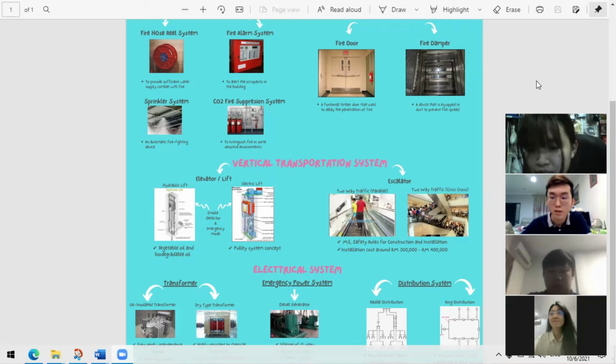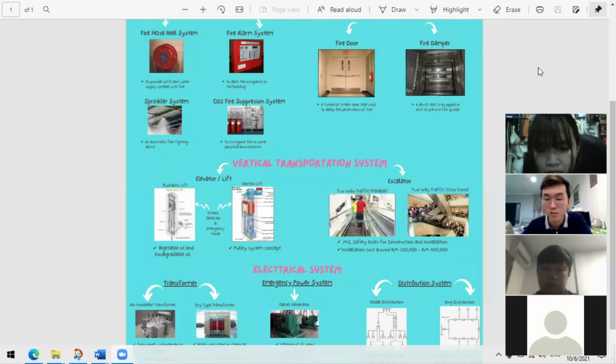Okay, for the escalator part, there are two types of arrangement of the escalator, which are two-way traffic parallel and also two-way traffic crisscross. In this shopping mall, all of the escalators have followed the Malaysian standard safety rules for the construction and installation. For example, all of the escalators have installed safety devices such as the comb switch, emergency stop button, handrail, and etc.